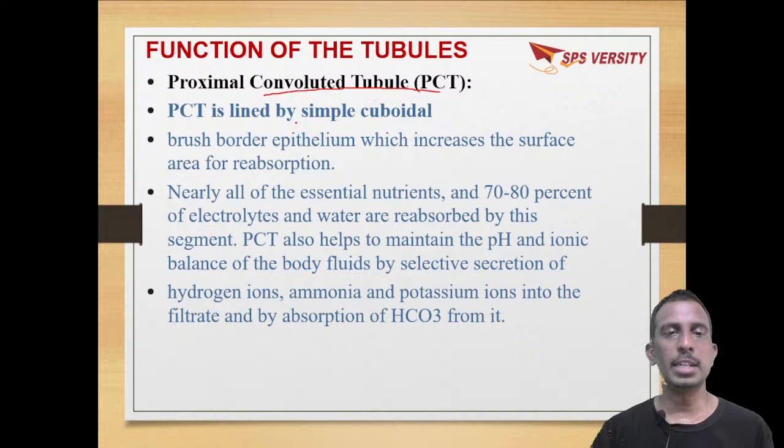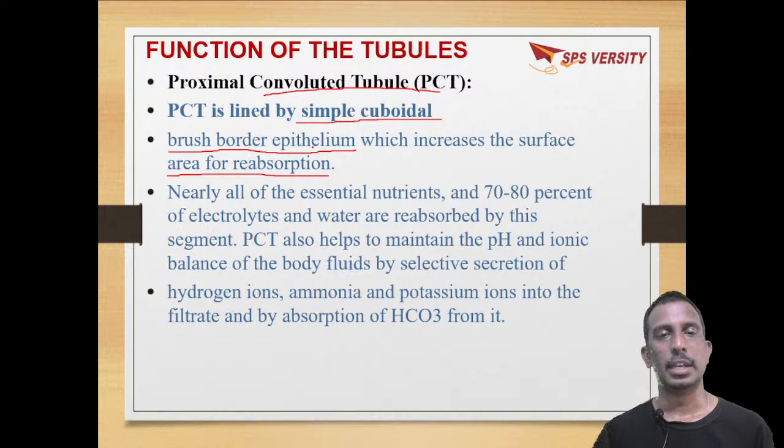The PCT is lined by simple cuboidal brush bordered epithelium, which increases the surface area for reabsorption of minerals, nutrients, water, glucose, and amino acids. Most of the essential nutrients, 70 to 80% of nutrients like electrolytes and water, are reabsorbed in the proximal convoluted tubule, which helps in maintaining the pH and ionic balance of the body fluids.